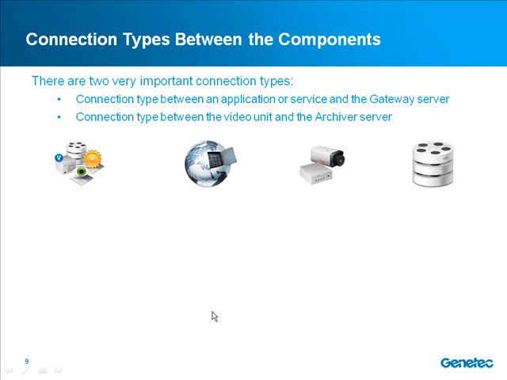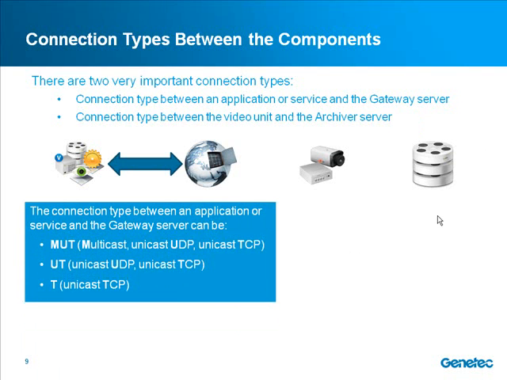Omnicast uses the connection types to determine where to send the video, and this needs to be configured based on your network setup. There are two main connection types we need to look at: the connection between the application or service and the gateway, and the connection between the video unit and the archiver server. Examples of the applications would be the config tool and live viewer, for instance, and services would be the archiver and virtual matrix, just to name a few.